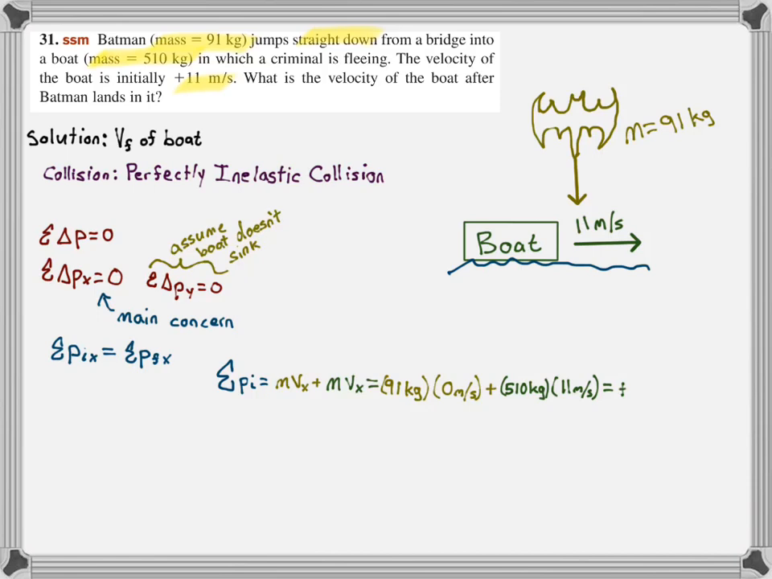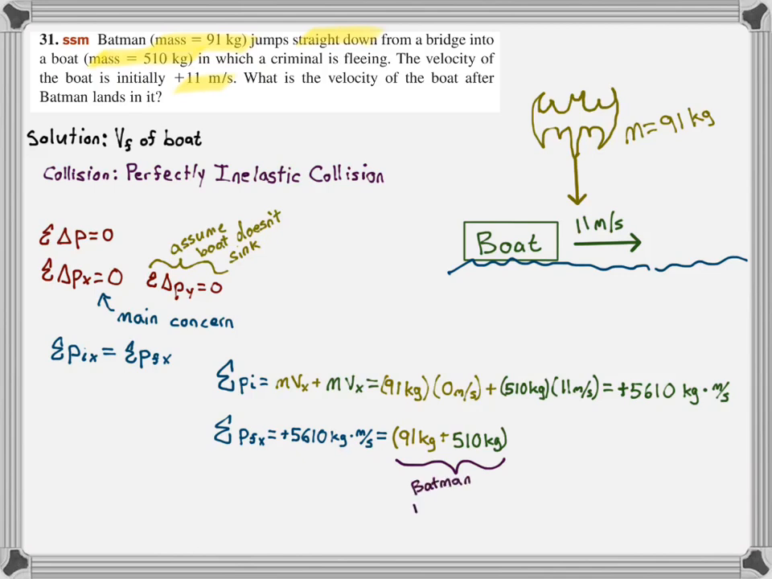So the total initial momentum in the x is simply going to be 5,610 kilogram meters per second, which means that the total momentum in the x at the end has to also equal 5,610 kilogram meters per second. So when we add up the mass of the boat and Batman, because when Batman lands on the boat they're going to be treated as one thing, and multiply by our unknown velocity, they should equal 5,610, meaning that the final velocity of the boat with Batman in it should be 9.33 meters per second.